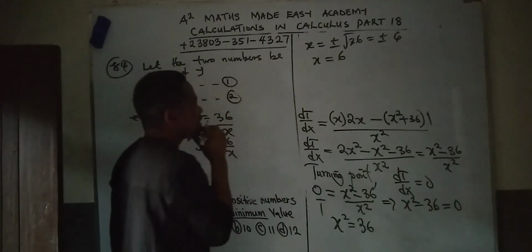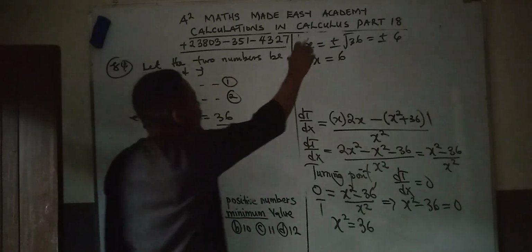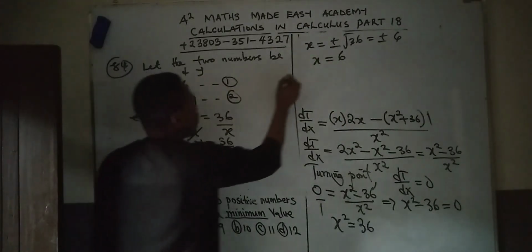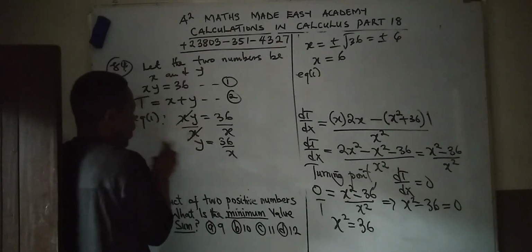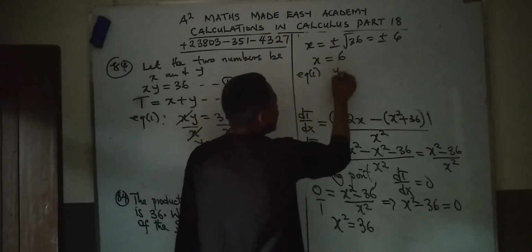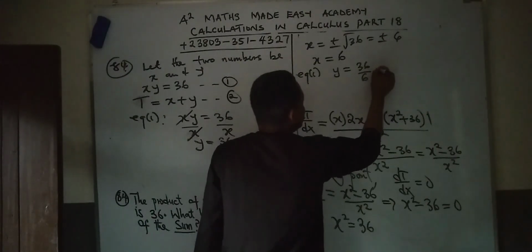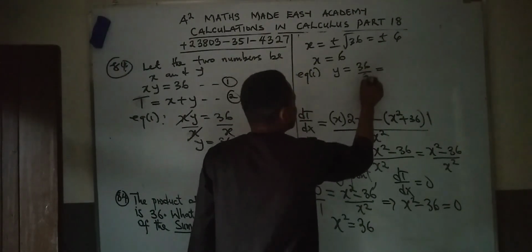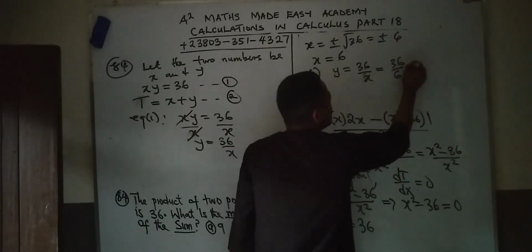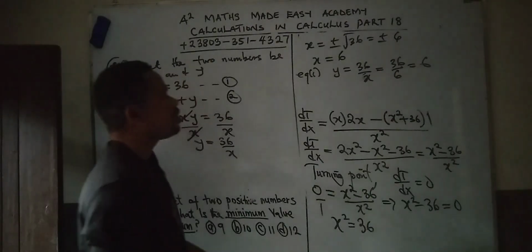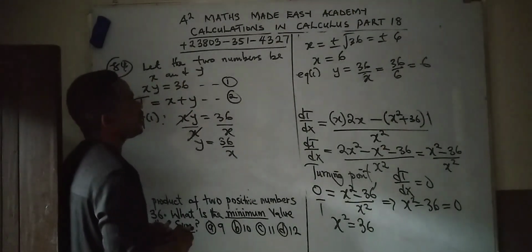Now if the value of x is 6, how do we get the value of y? From equation 1. Remember, in equation 1, y is 36 all over x. We have known x already. What is x? 6. It becomes 36 all over 6, and the answer is 6. So the value of y is 6, while the value of x is also 6.